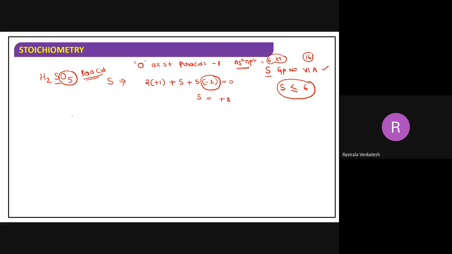In that case, you should know the structure, like this. S double bond O, OH. Here it is S double bond O, OH. Now this is the structure of what? Persulfuric acid.